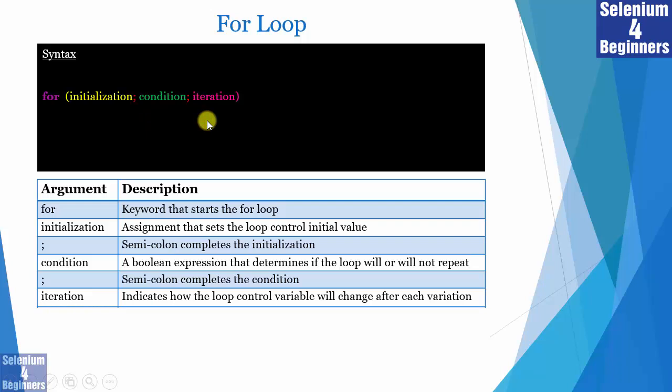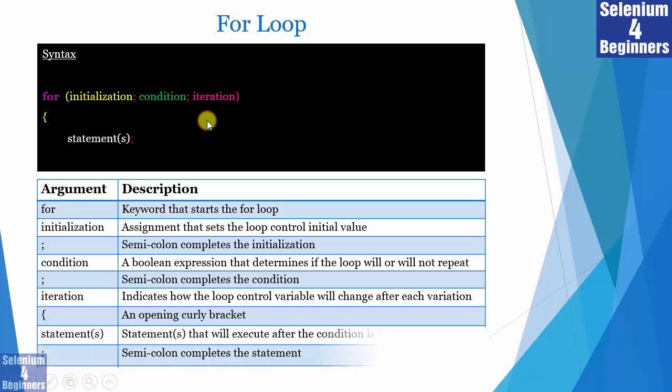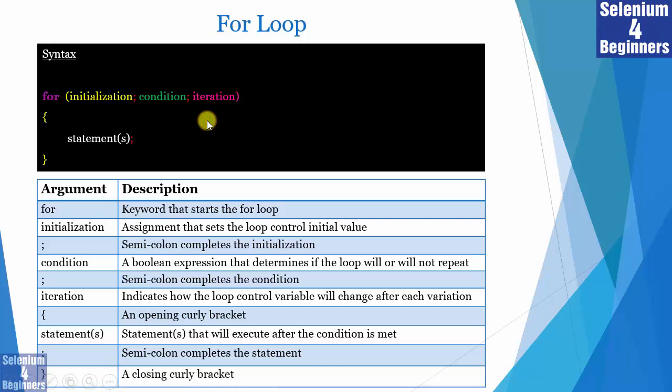We can increment or decrement the counter variable after each loop. Next, we have an opening bracket, followed by a statement or block of statements, then a semicolon. The closing bracket completes the for loop.